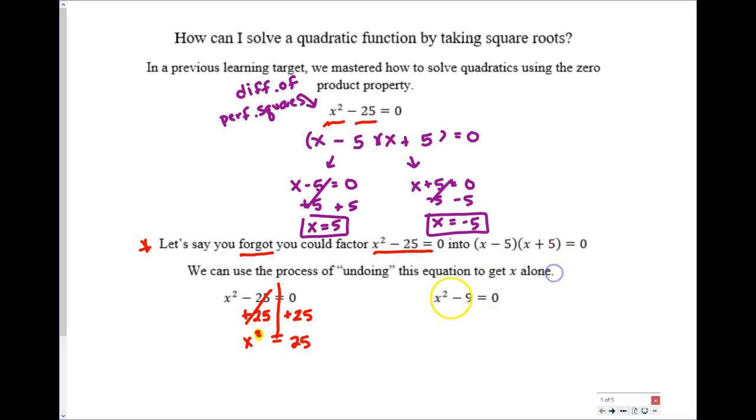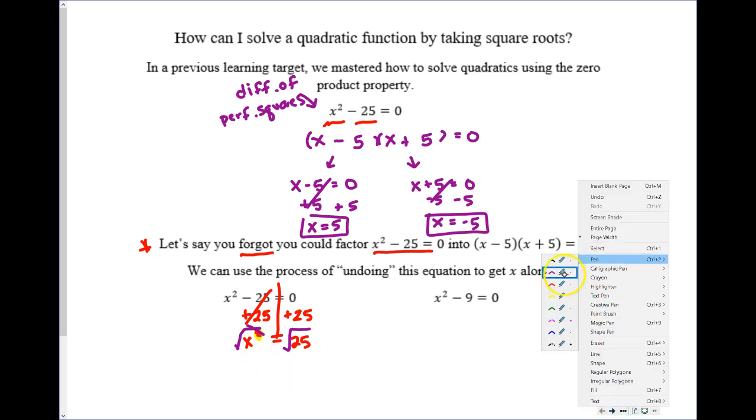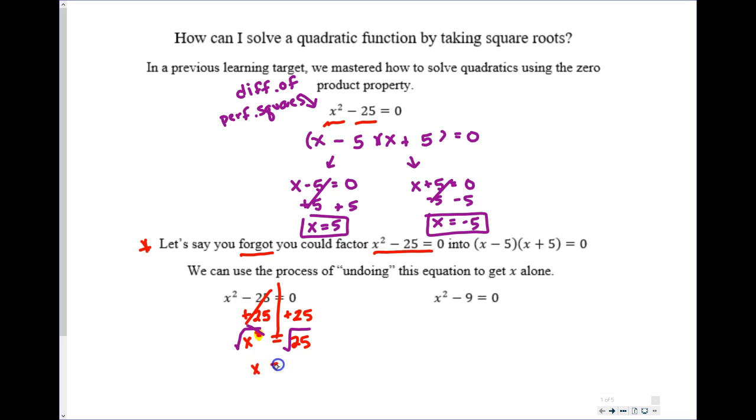Technically the opposite of squaring something is square rooting it. So I'm going to take the square root of both sides. What that does is cancel out the squared, and I'm left with just x by itself, which is what I want. And on the other side, I know that the square root of 25 is 5.